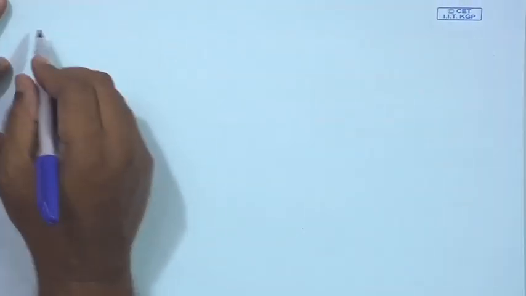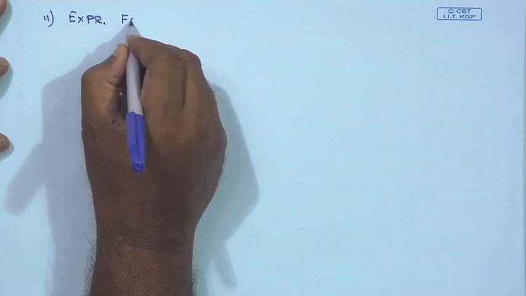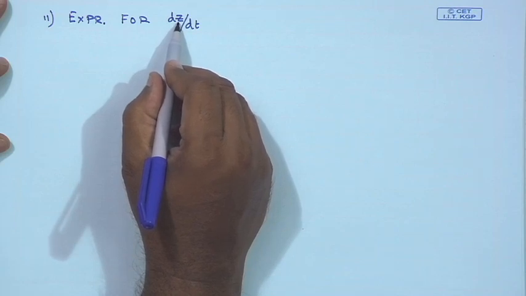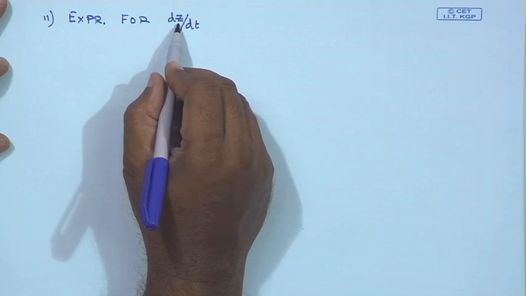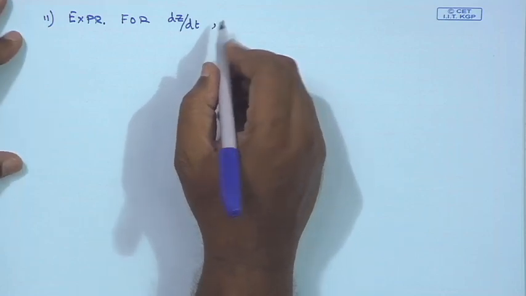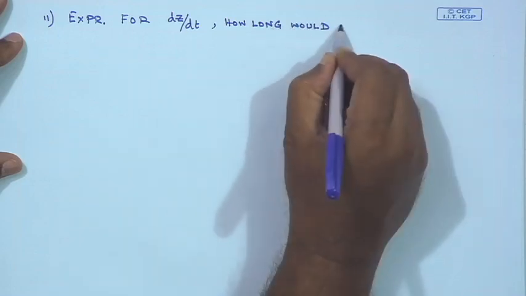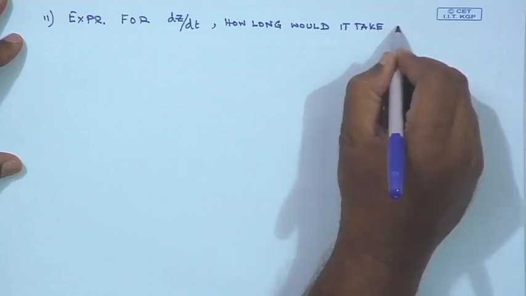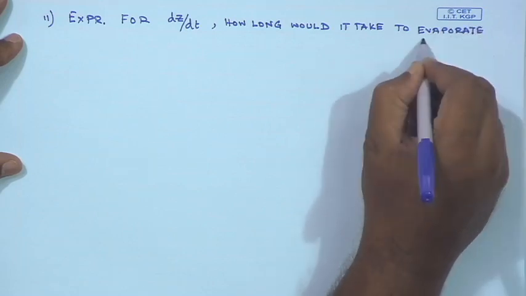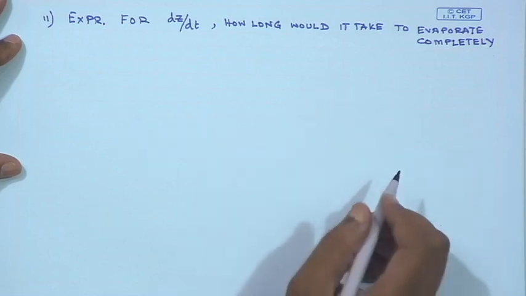The second part tells us what we need to find out is an expression for dz dt, that is how the depth of the water contained in the tank decreases with time, and how long it would take to completely evaporate, so that no water will be left in the channel. So, this is something which we have to find out.